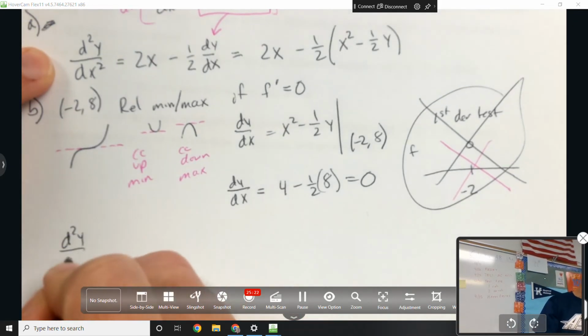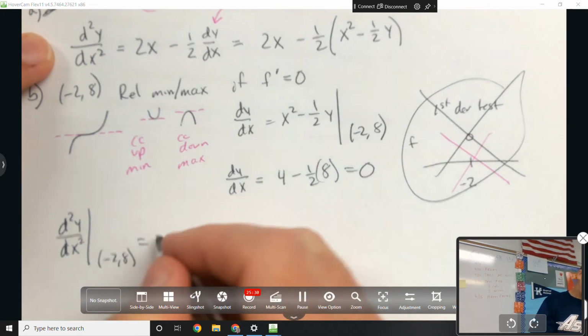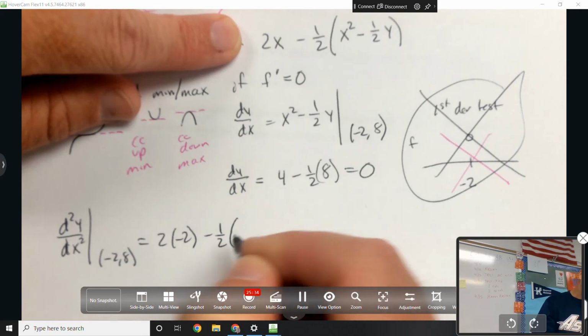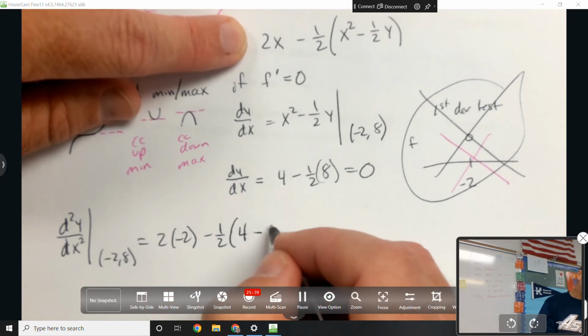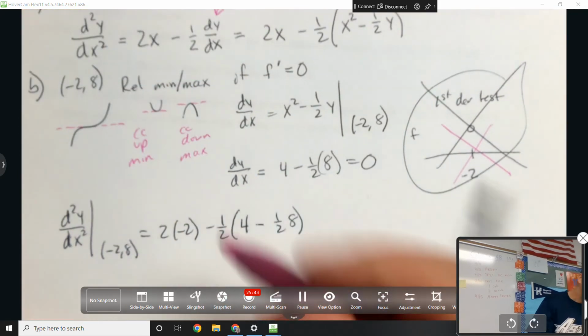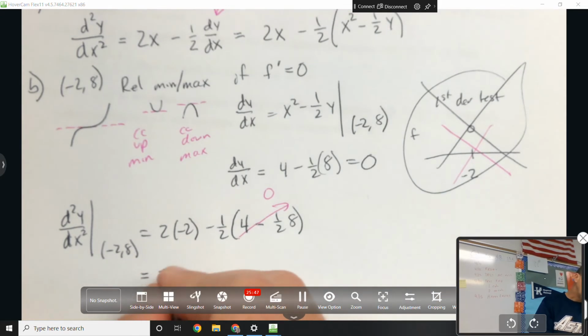So the second derivative at negative 2, 8. So 2 times negative 2 minus 1/2 times (negative 2 squared is 4 minus 1/2 of 8). Oh, well, the second part is 0. That's because it was the first derivative. So the second derivative is negative 4.